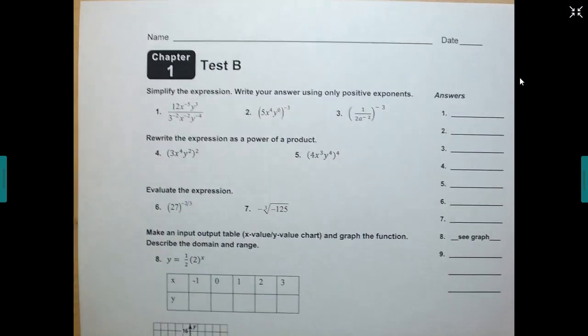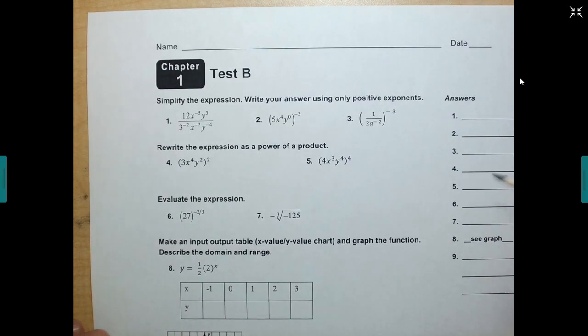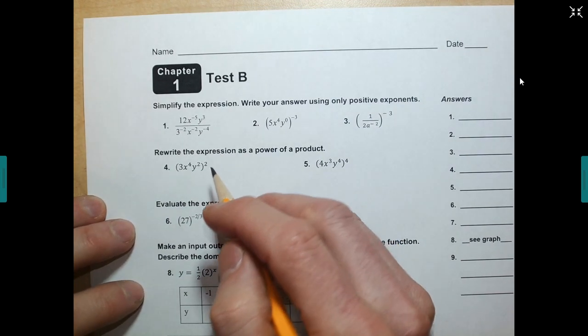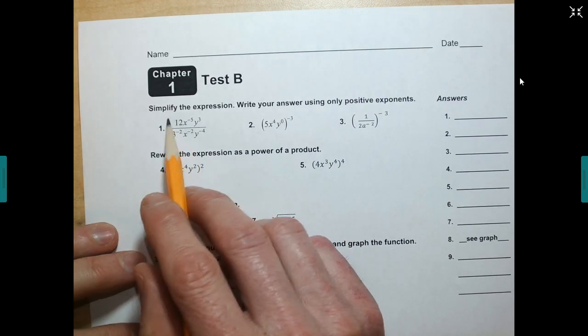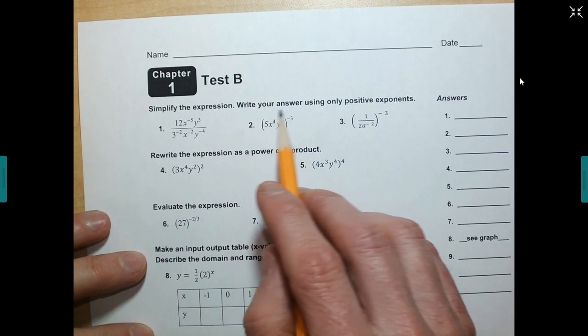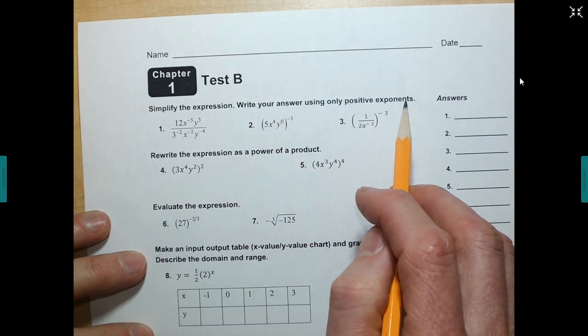Hello, students. Today we're going to be doing our test corrections for the Chapter 1 test. So, work with me to correct your test. Simplify the expression, write your answer using only positive exponents.